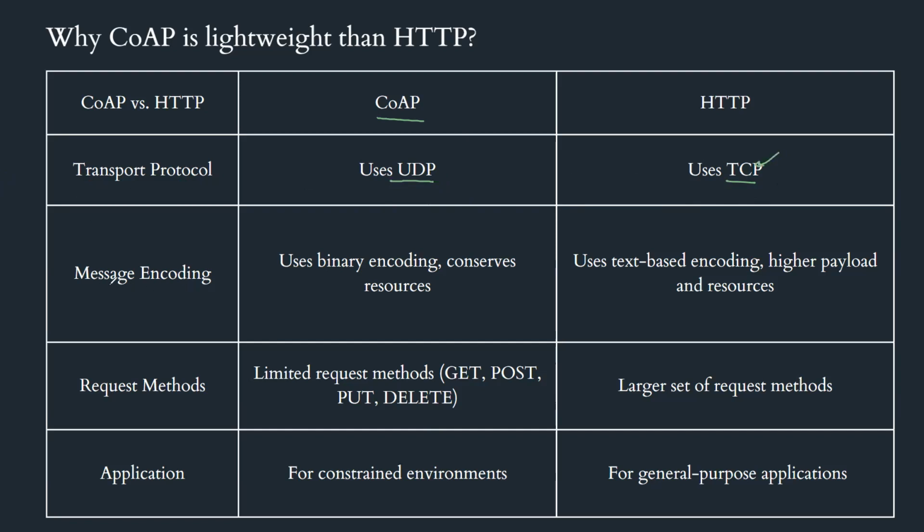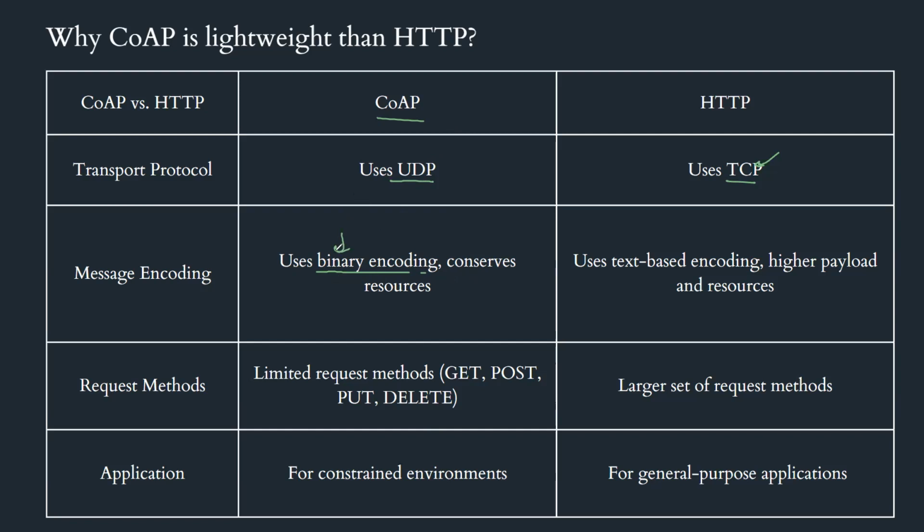And then when we talk about message encoding, we use binary encoding in CoAP, which conserves resources. So we convert the data that we collect from the sensors, for example, into binary format, and then we send it in binary format to the other devices. So the data is sent using binary format so that we don't have to do much computation at the intermediate devices.